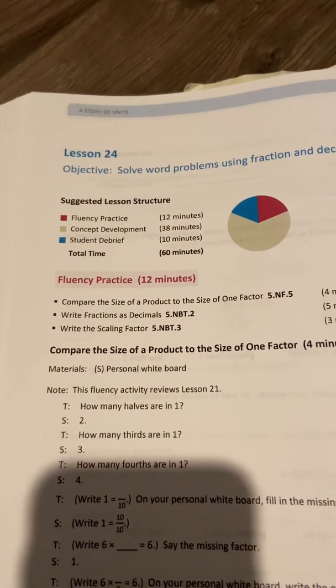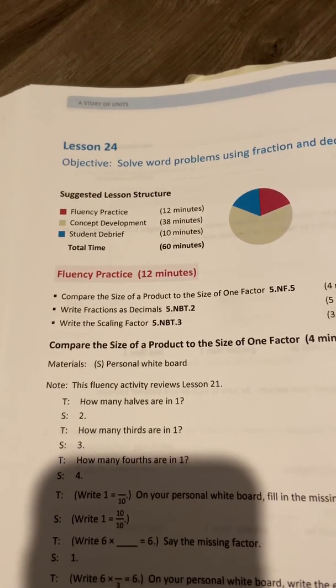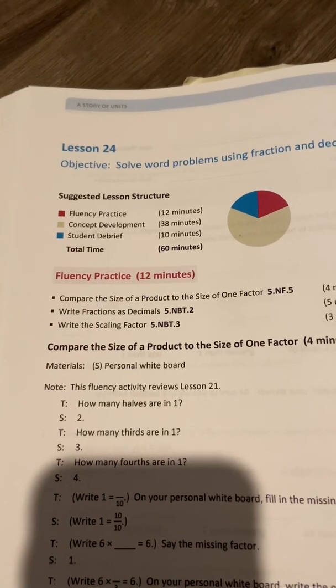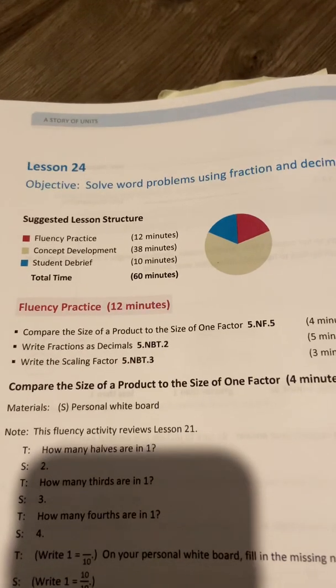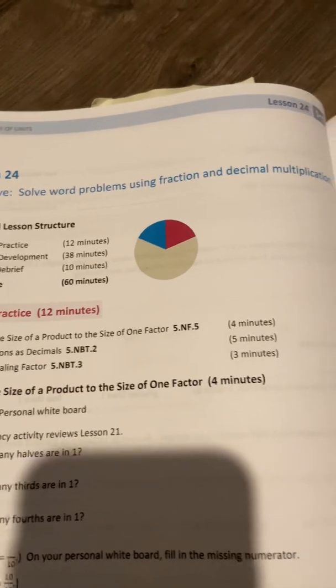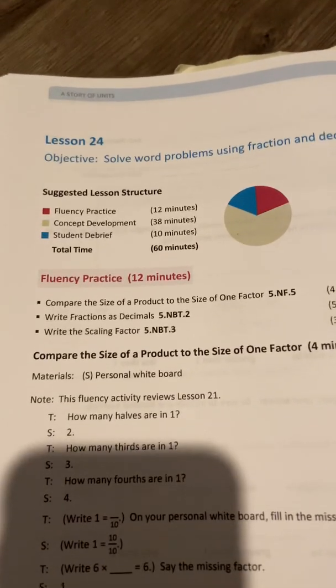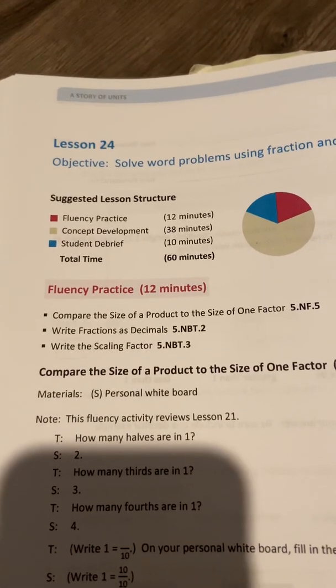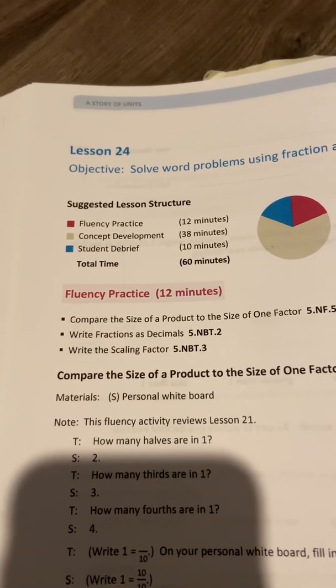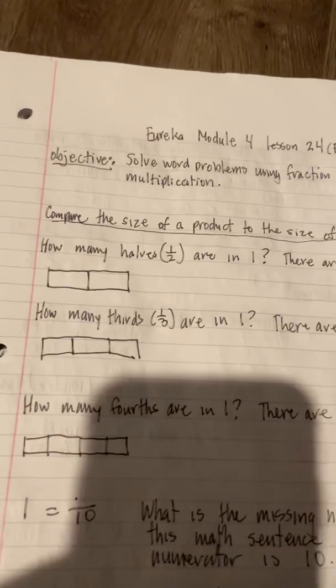Hello everyone, so today I'm going to be going over grade 5 Eureka module 4 lesson 24. The objective here is to solve word problems using fraction and decimal multiplication. In today's lesson I will be going over the fluency practice as well as the concept development. Let's go ahead and get started.